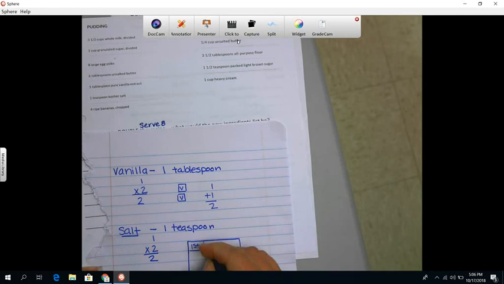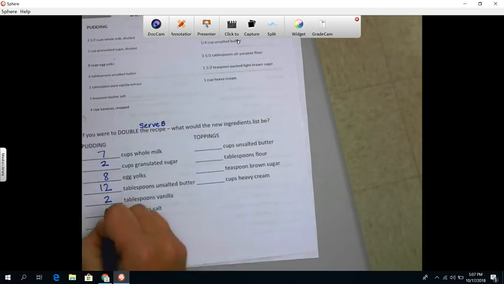We would serve 4 people, and we needed 1 teaspoon of salt. The second batch, we needed to serve 8 people. We would need 2 teaspoons of salt. We could keep going here on our chart and go all the way down to however many batches we wanted to make. So we are at 1 teaspoon, and we doubled it to make 2 teaspoons.